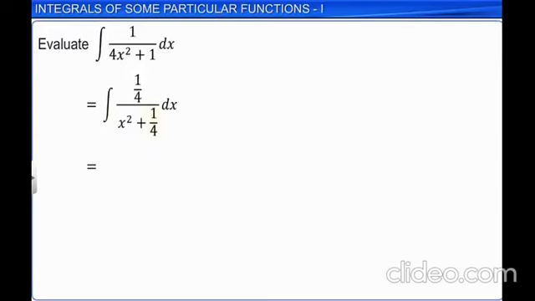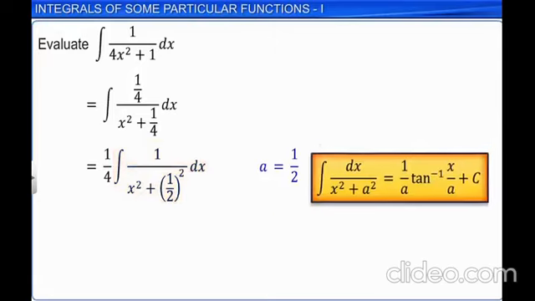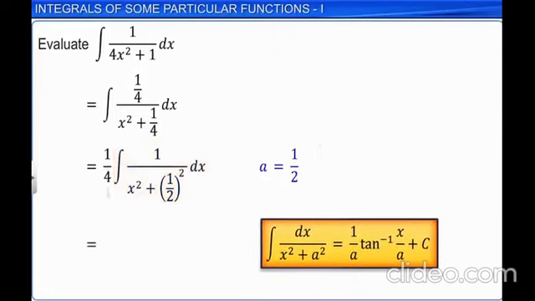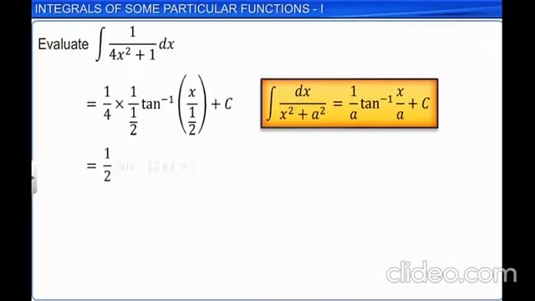1 upon 4 in the denominator of the integrand can be written as (1 upon 2) whole square. On comparing this integral with the left-hand side of the formula, we see that a is equal to 1 upon 2. Thus, using the formula, we get 1 upon 2 into tan inverse 2x plus the constant.